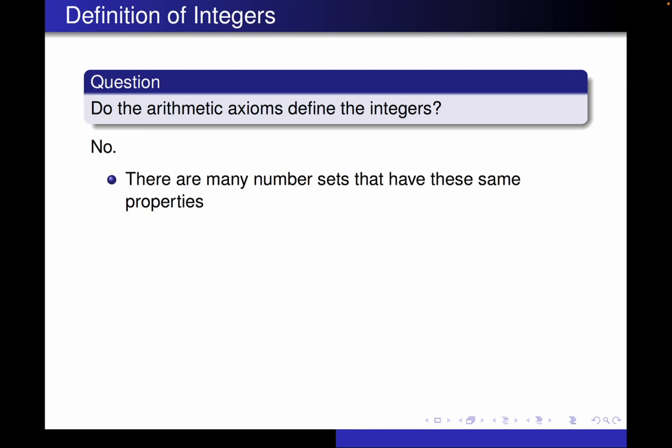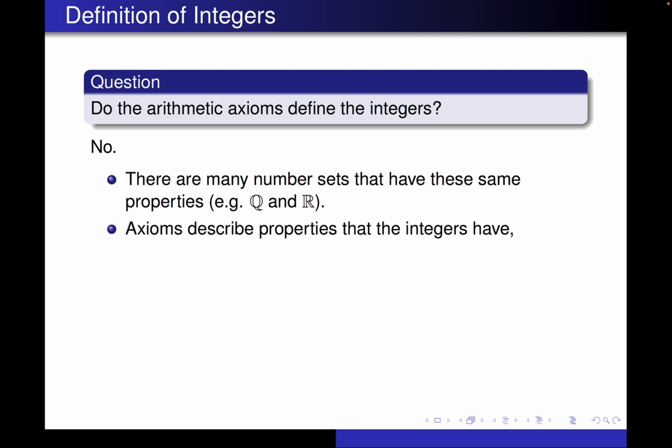First of all, of the axioms that we just listed, there are many number sets that have these exact same properties, right? In particular, if you go through those properties and compare them to what we have with rational numbers and with real numbers, those satisfy all those axioms. So even if we believed in using axioms to define the integers, it does not uniquely define the integers. We need more axioms to rule out the rational numbers and the real numbers.